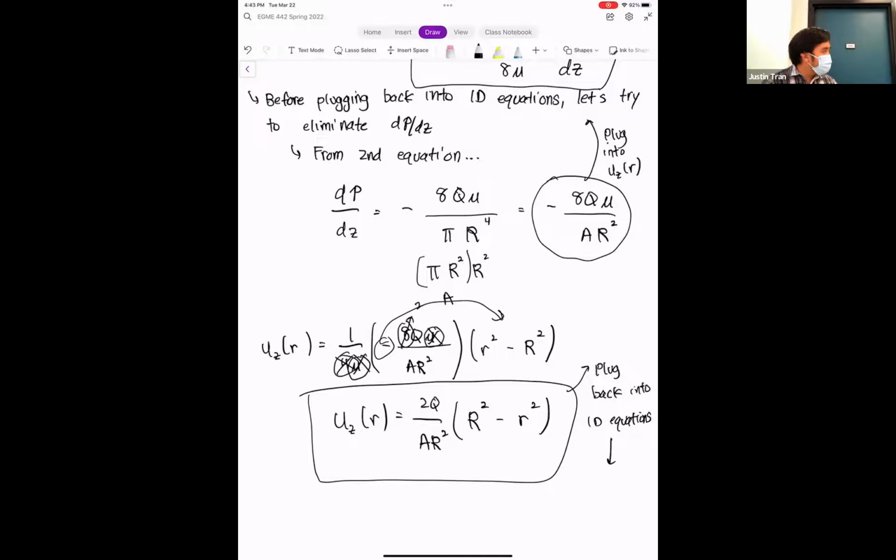Specifically, we have two integrals here that we can plug them into. The first integral that we have is the combined integral of 2 plus 3. Also, the other integral that still had uz was integral 5. And so we're going to see what happens when we plug this into those integrals.